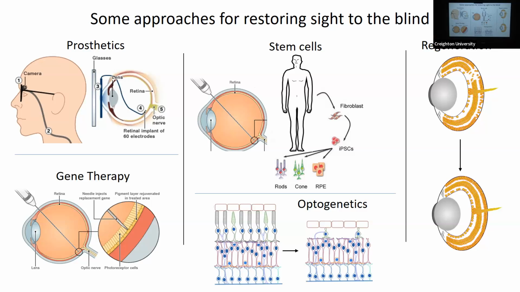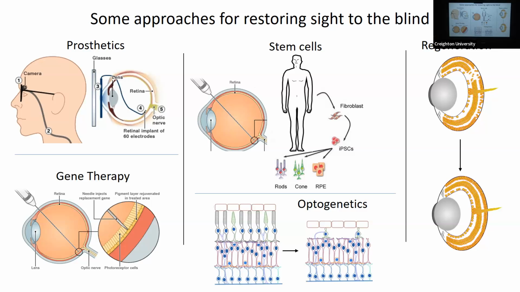All these approaches involve introducing something foreign into the eye: cells, electrical materials, genes, et cetera. And I think we'd all agree what we'd prefer is for our retina to heal itself. Sort of like when we scratch the skin, and all of a sudden it goes away and we look good.